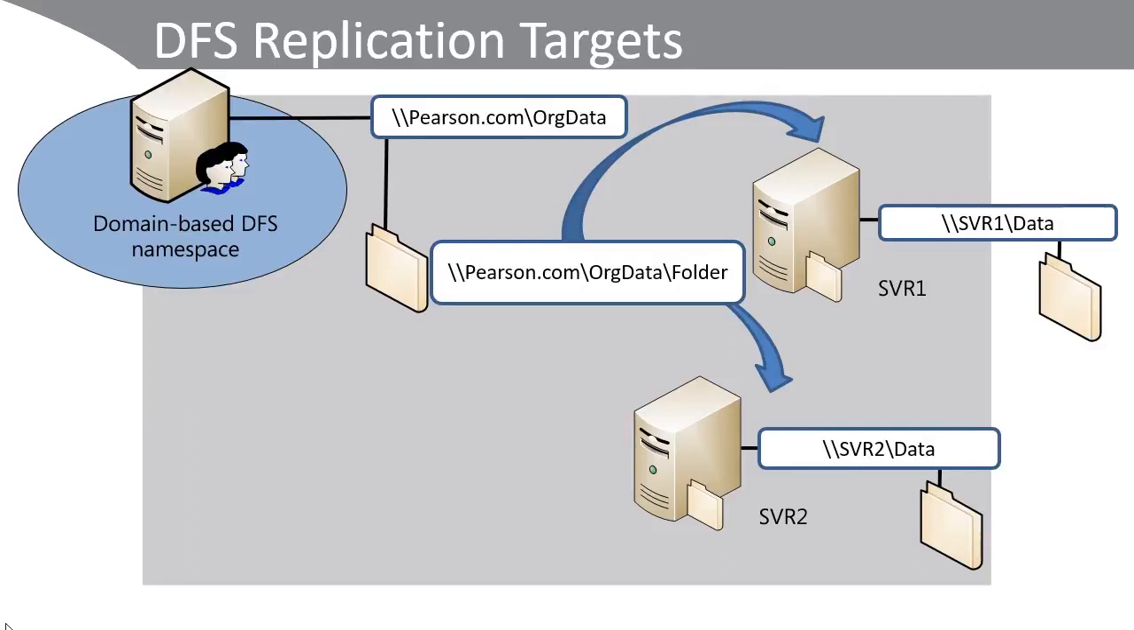Using a domain-based DFS namespace in the top left with the name of /pearson.com/org-data, you can point that to one of 2 locations, either /serve1/data or /serve2/data, depending. So a client will connect, or a user will connect through their computer to pearson.com/org-data/folder name and be directed to one or other of the folder targets. DFS replication ensures that the 2 targets are maintained in a synchronized state.